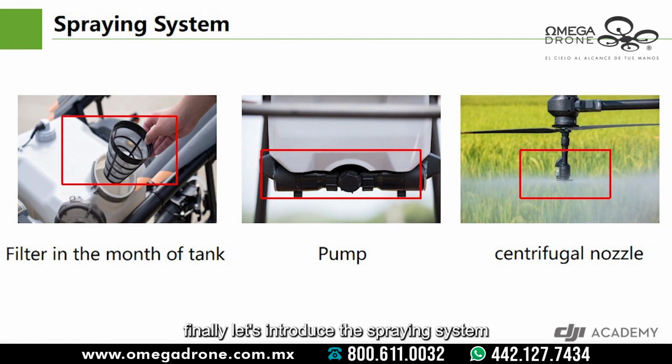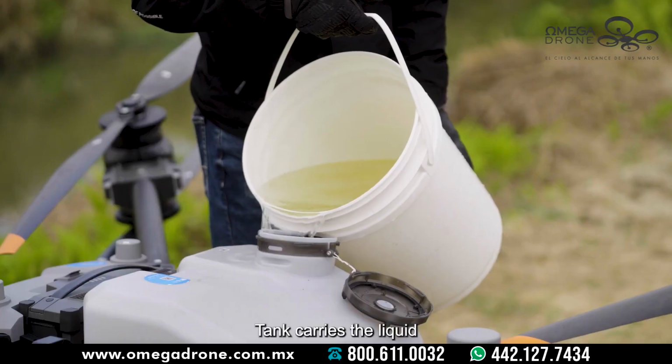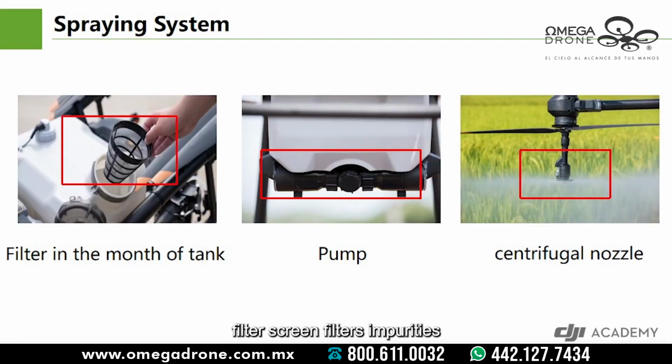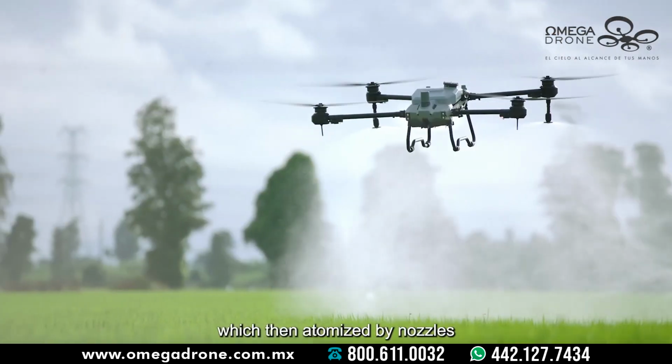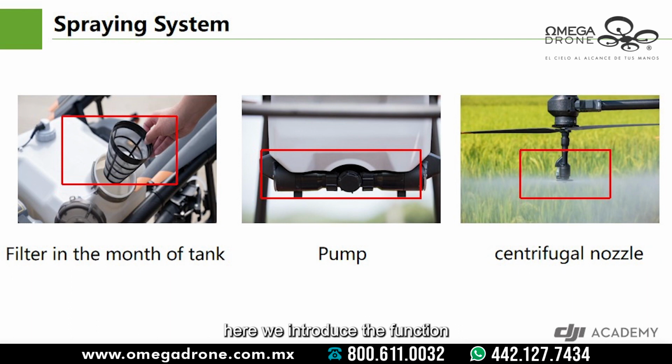Spraying system. Finally, let's introduce the spraying system of agricultural drone. DJI Agras T40 and T20P use a centrifugal spraying system which consists of a spraying tank, filter screen, impeller pump, and dual atomized sprinklers. The tank carries the liquid, the filter screen filters impurities, the water pump pumps out the liquid, which is then atomized by nozzles. Here we introduce the function of each component in detail.